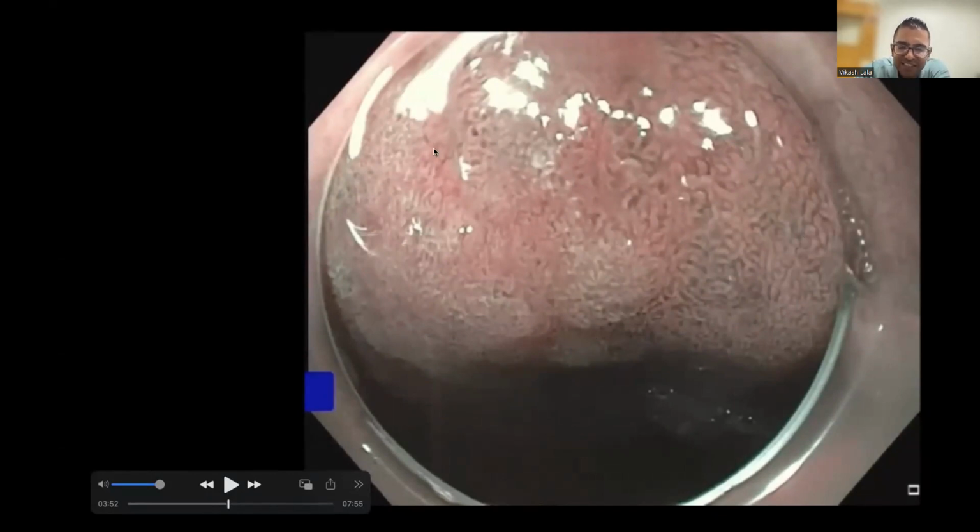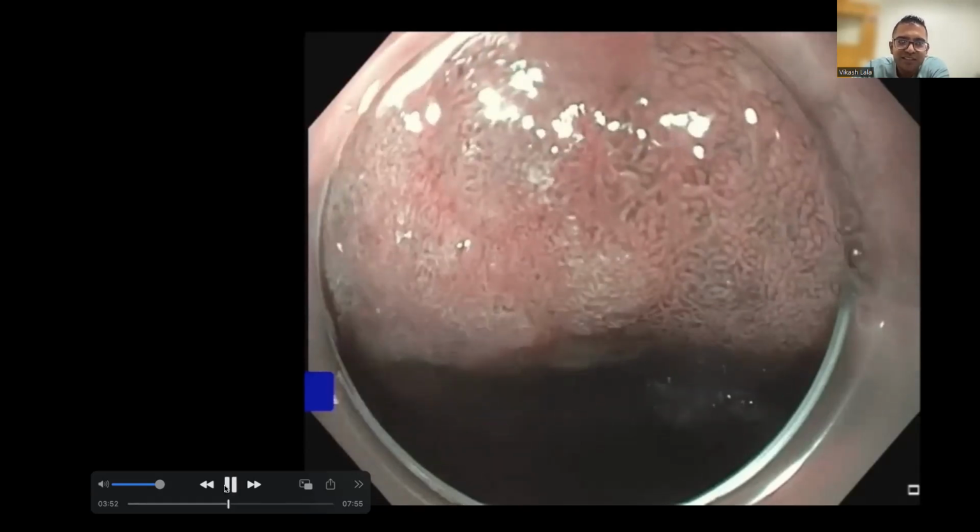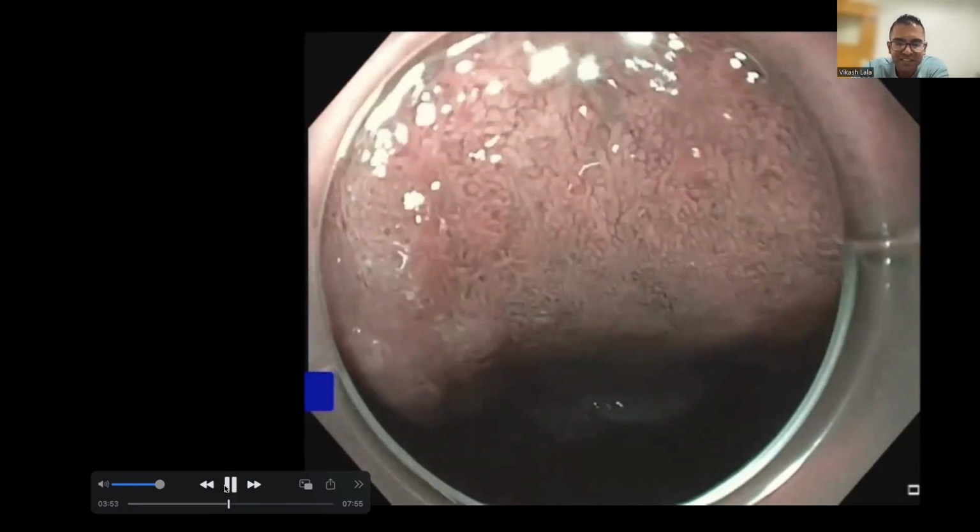And if you look at this demarcated area, areas do still look regular. So it is regular to regular. You could argue that there are some areas of irregularity with still some maintained structure. So I felt this to be a focus of high-grade dysplasia.